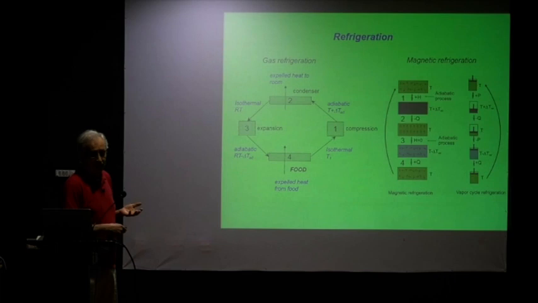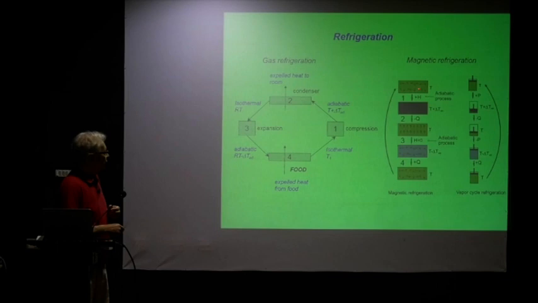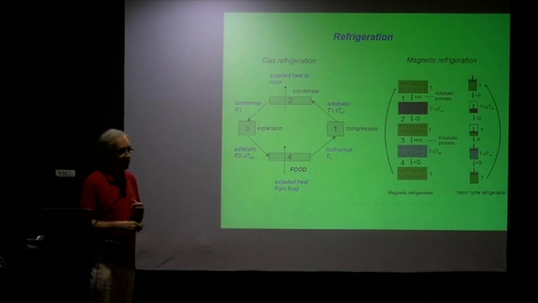Compression means magnetic field. So our magnetic field is actually our compressor in this sense. It replaces the compressor. So in the beginning, let's see what we have. We have a material. We have our magnetocaloric material. This is the magnetocaloric material.